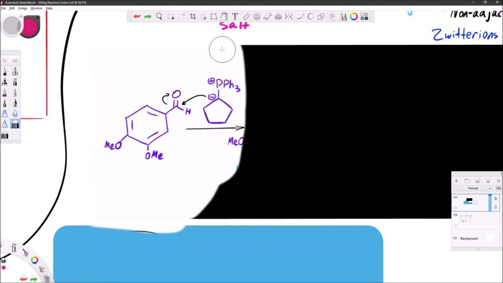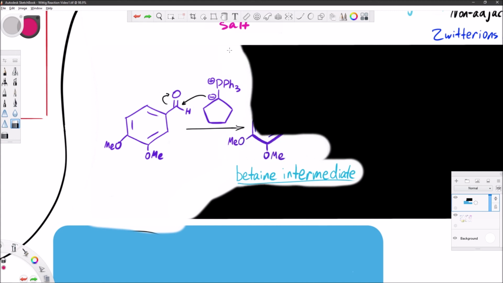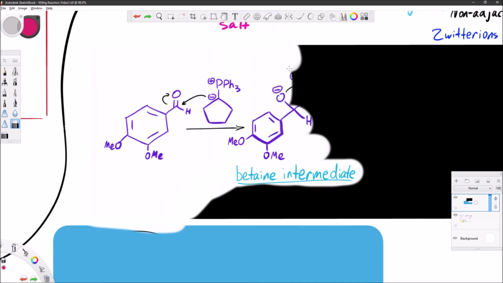The next step is interesting, as I mentioned, betaines are not just something for the fact of them existing. Betaines are also relevant, and betaines are a part of the Wittig reaction. They are interesting as they have both ylides and betaines as part of their mechanism.